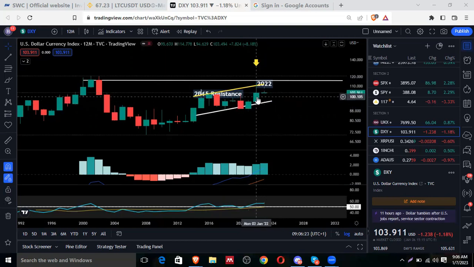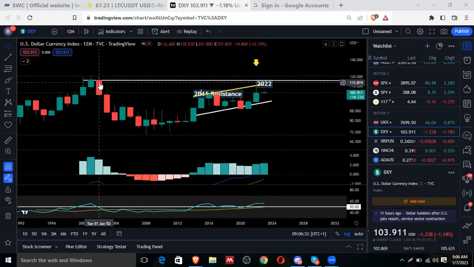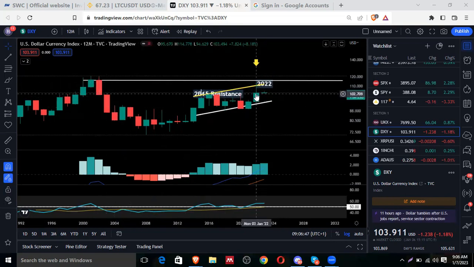Now, what is the interesting thing that happened here that we have to take note of? At the end of 2022, the dollar index met the same resistance that it met in 2002. In 2002, this resistance sent the dollar index down. And right now, we are seeing that the dollar index is experiencing some downtrend.